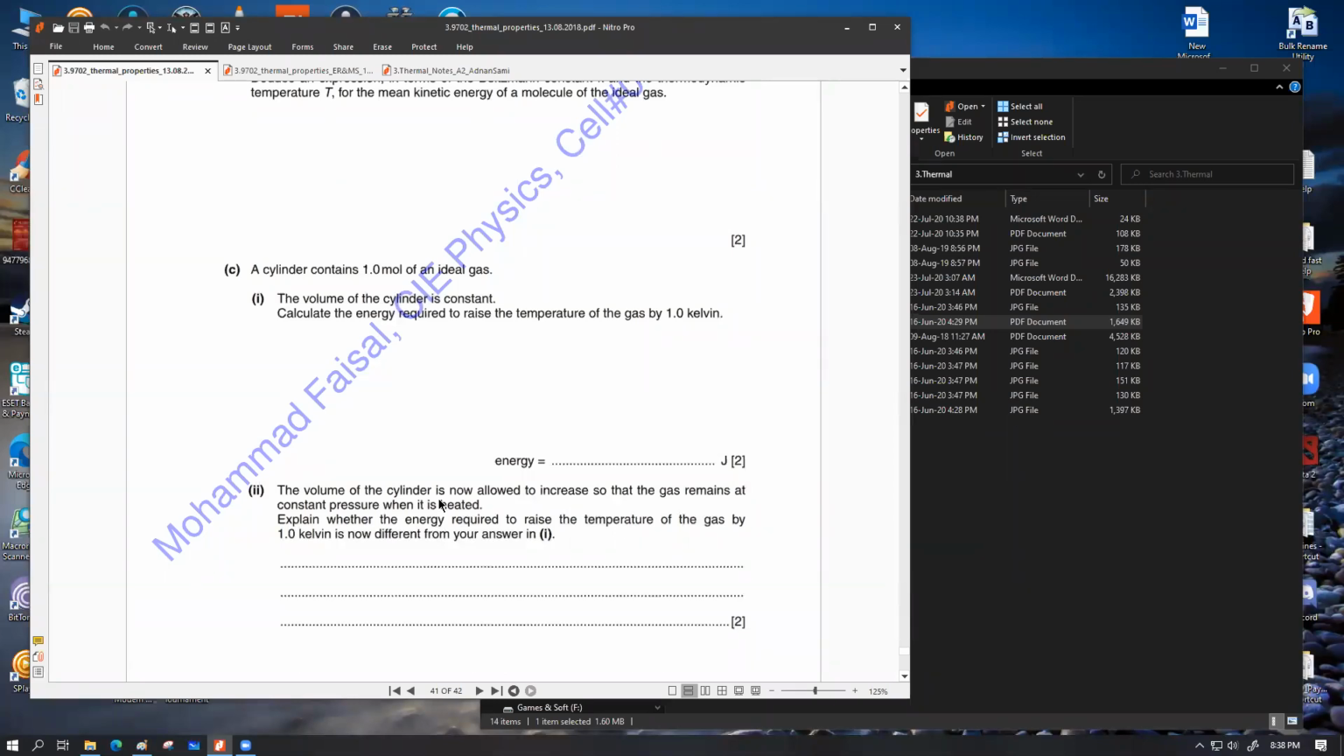So, sir, if we keep them in a smaller volume, they won't be able to push back the atmospheric. What do you mean by small? Like the volume of the cylinder is now allowed to increase in that smaller volume because the molecules could not push back the atmospheric molecules as much. It requires less energy to raise the gas temperature by 1 Kelvin, right?